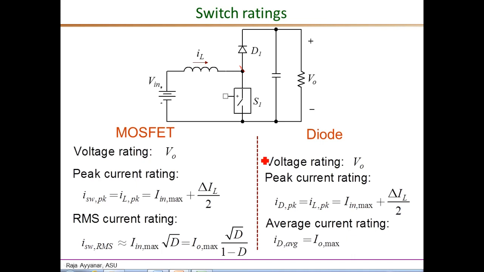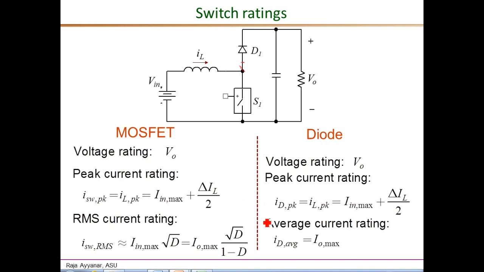Looking at the diode, it has the same voltage rating. So when the diode is off, the switch is conducting, this end is grounded, therefore the voltage across the diode is VO. The peak current rating is exactly the same as that of the MOSFET. Both are the inductor current peak values.